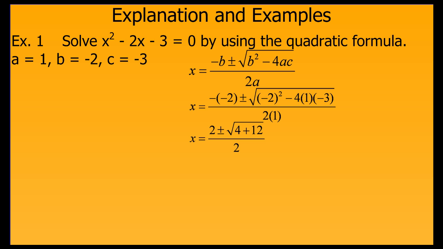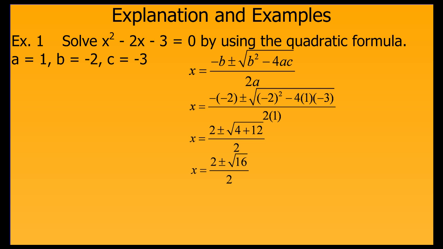Now I start simplifying. We need to remember our order of operations as we simplify. So underneath the radical becomes 4, which is the negative 2 squared, plus 12, which is the result of multiplying negative 4 times 1 times negative 3. In the denominator, I simply get 2 because 2 times 1 is 2.